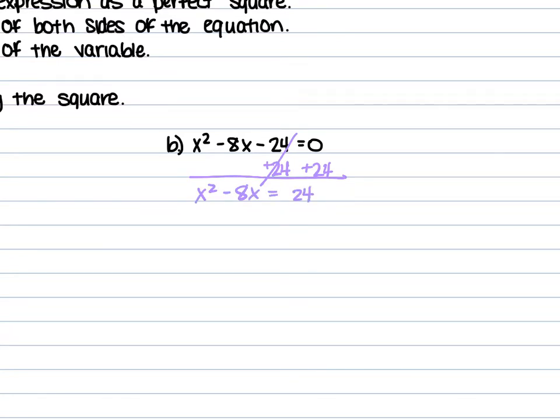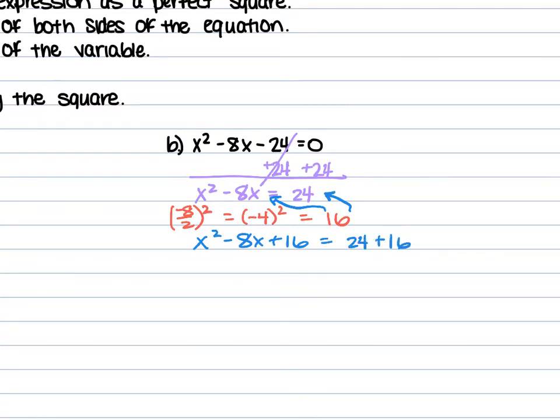Our b term is negative 8, so negative 8 over 2 squared is going to be negative 4 squared, which is 16. We're going to add the 16 to both sides of that equal sign, so x squared minus 8x plus 16 is equal to 24 plus 16. The x squared minus 8x plus 16 is going to factor out to be x minus 4 squared, and the 24 plus 16 is going to give us 40.